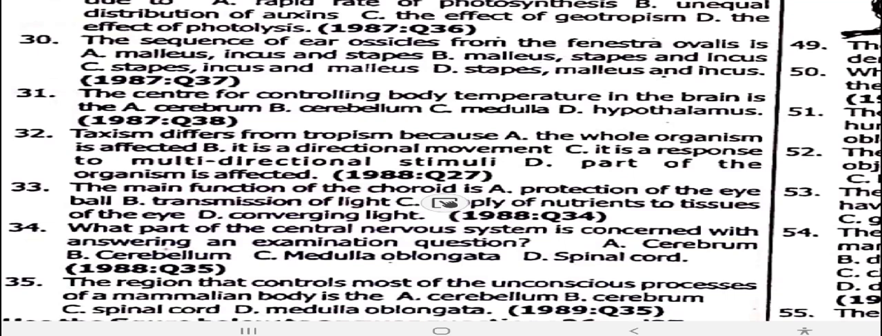33. The main function of the choroid is to supply nutrients, option C. The main function of the choroid is to supply nutrients.